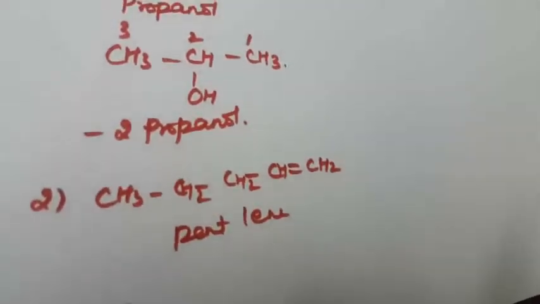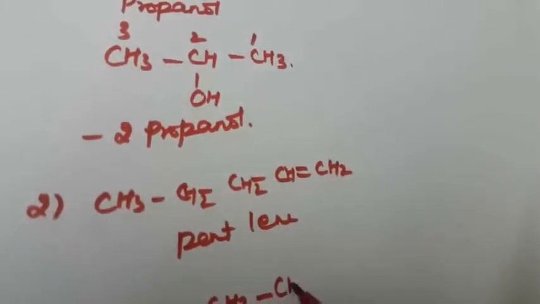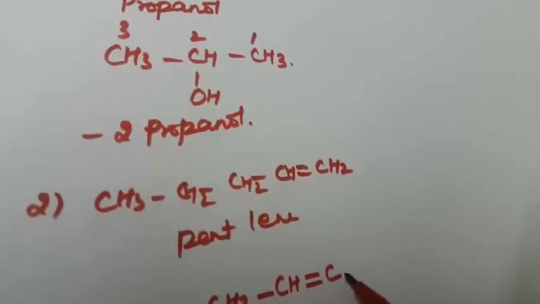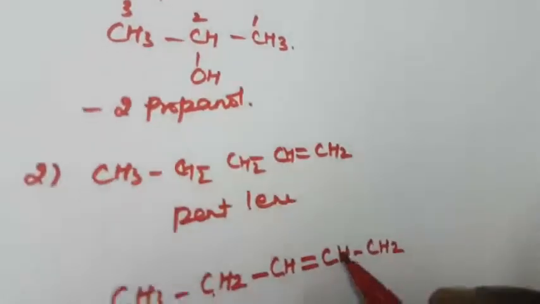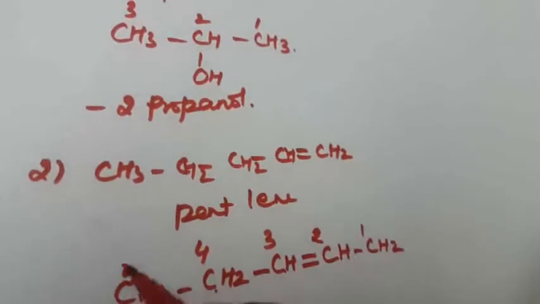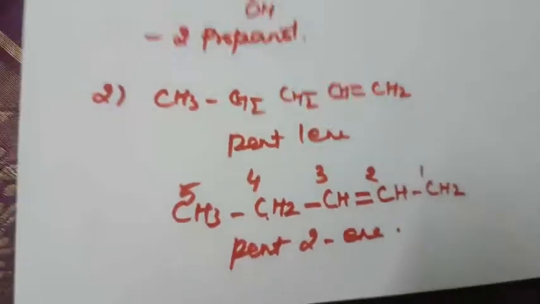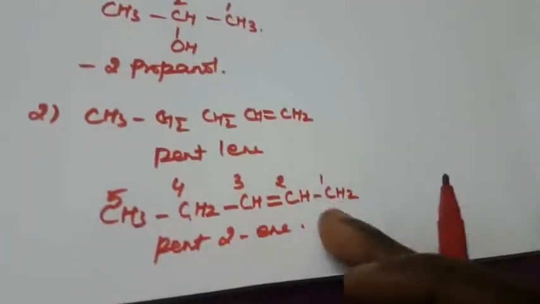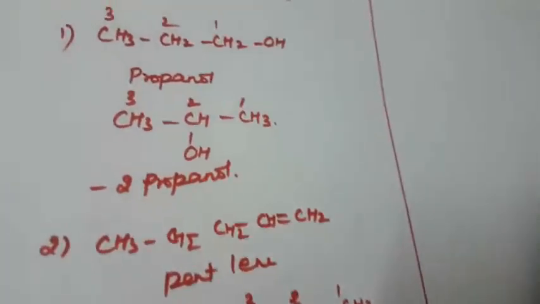Again another one is CH3 CH2 CH double bond CH CH2, 1 2 3 4 5, that is 2-pentene. That is pent-2-ene. So this is another example. The double bond is present in the first position. Again the same double bond is present in the second position. So that is another example. Next, this is called position isomerism.